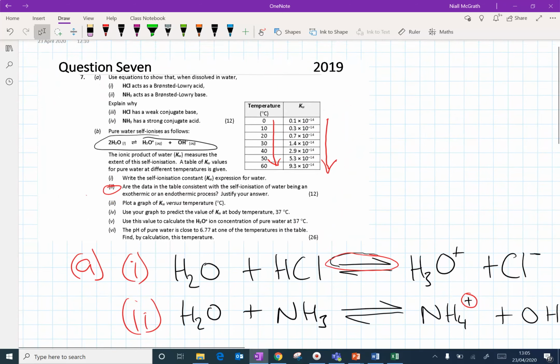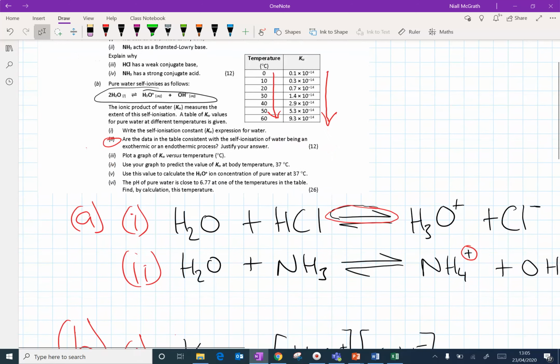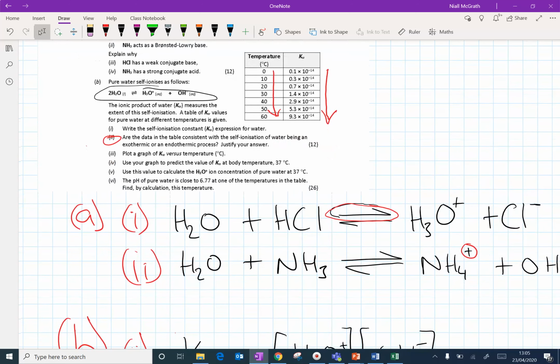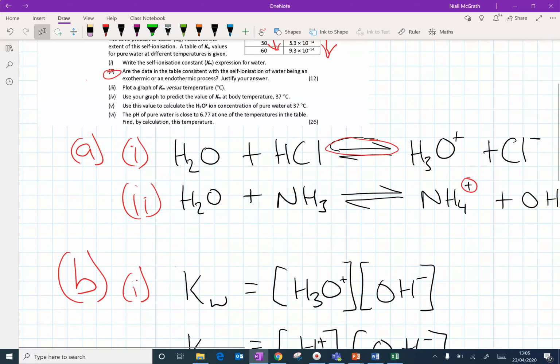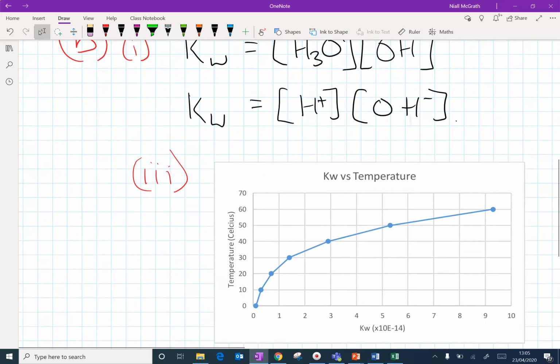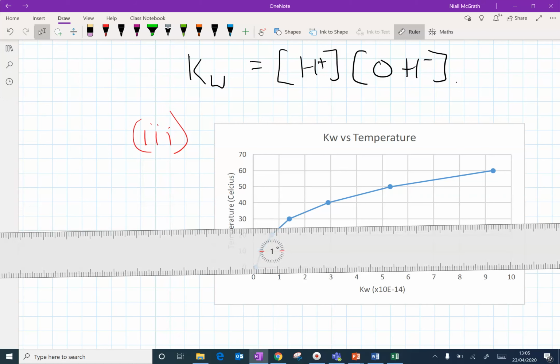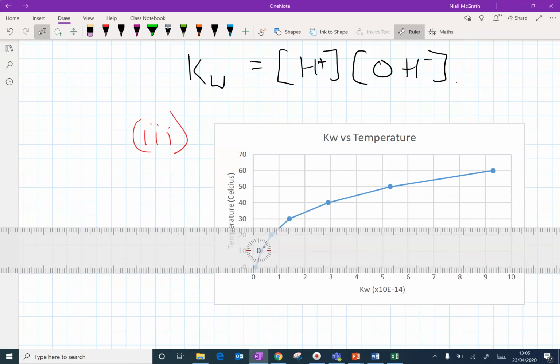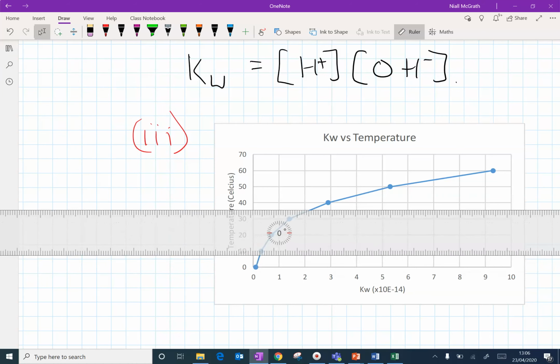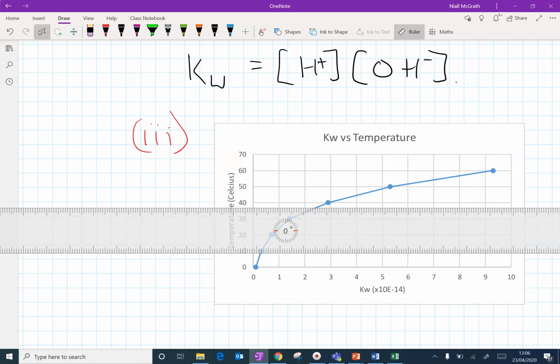Okay, so that's plotting the graph. Now, use your graph to predict the value of Kw at body temperature, 37 degrees Celsius. So all you have to do there is get a ruler, go to about 37 degrees Celsius, which would be in and around there. Okay, so from 37 degrees, move in.